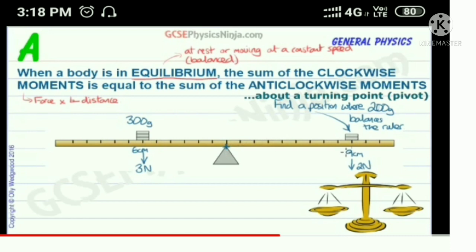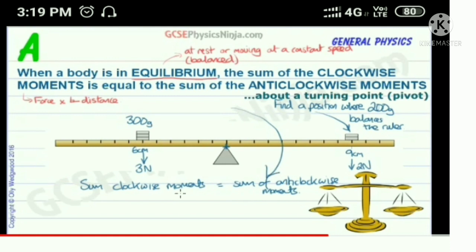Okay, now we are going to find the moment of force. According to the principle of moment, sum of the clockwise moments is equal to sum of the anti-clockwise moments. Okay, first we can find the clockwise moment. Clockwise means this direction. So in the clockwise direction, what is the moment?